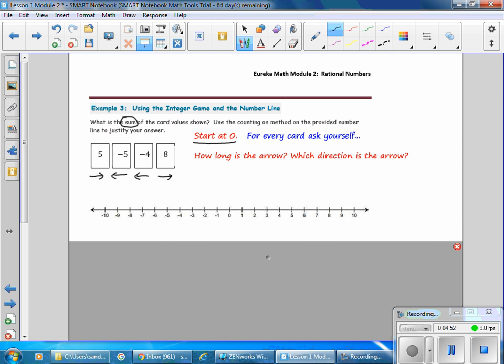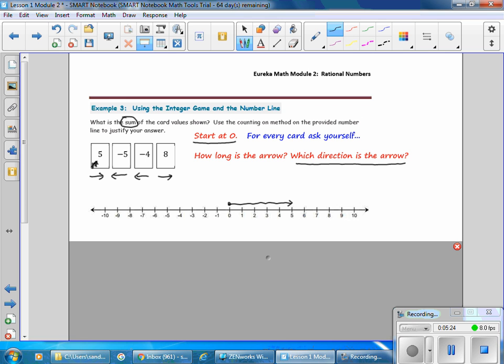And then for every card, you ask yourself, how long is the arrow? The number tells you how long the arrow should be, and the sign tells you which direction the arrow is. If it's a positive direction, you move to the right. If it's a negative direction, a negative sign, you move to the left. So we'll begin counting at 0, and we'll go with our first number, positive 5, 5 to the right. 1, 2, 3, 4, 5.